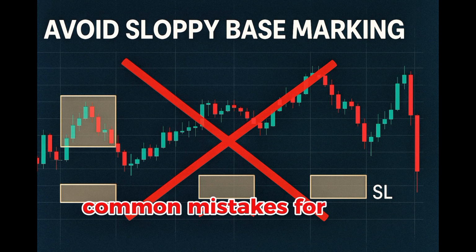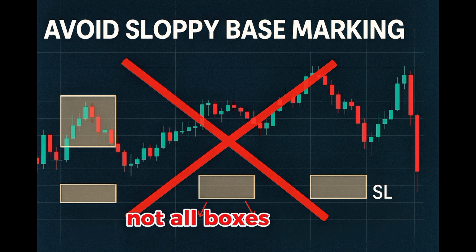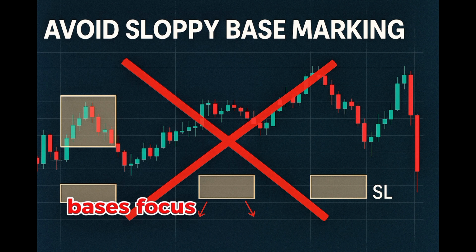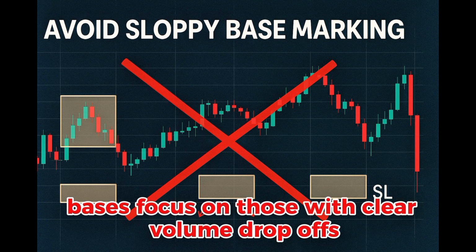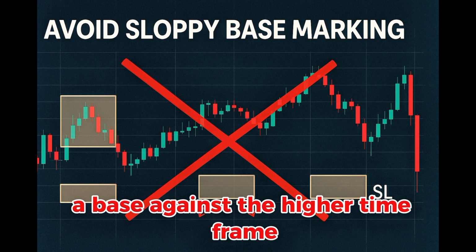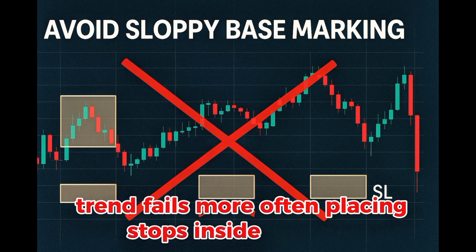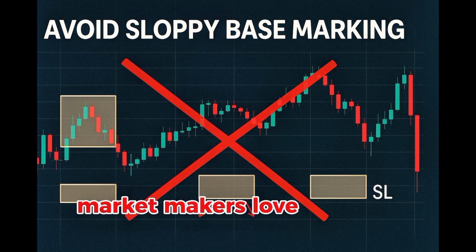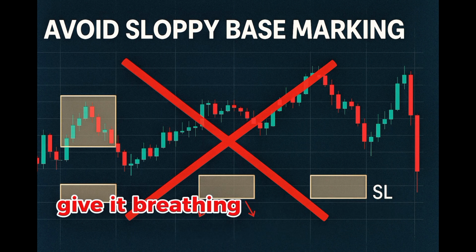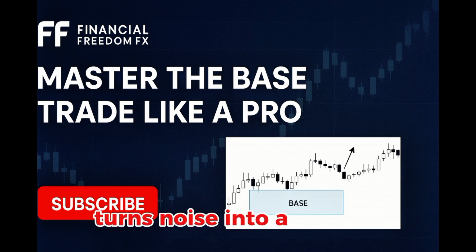Common mistakes for traders. Marking every sideways pause. Not all boxes are true bases. Focus on those with clear volume drop-offs. Ignoring wider context: a base against the higher time frame trend fails more often. Placing stops inside the base. Market makers love to sweep shallow stops. Give it breathing room. Mastering the base of structure turns noise into a roadmap.